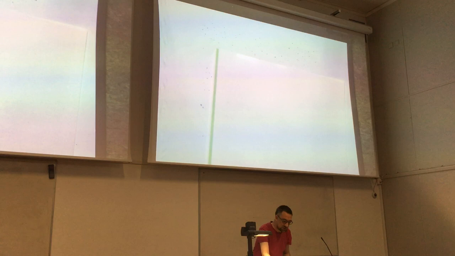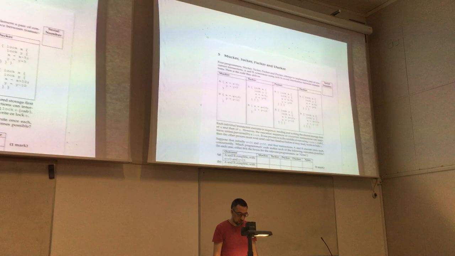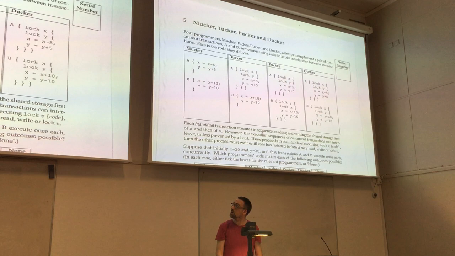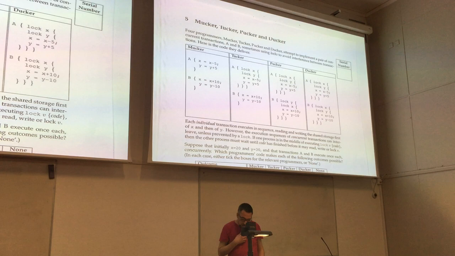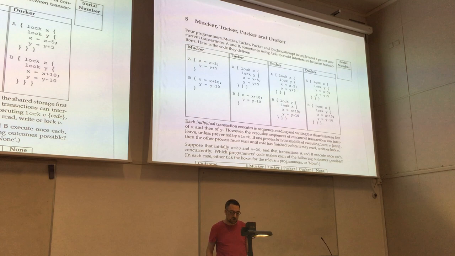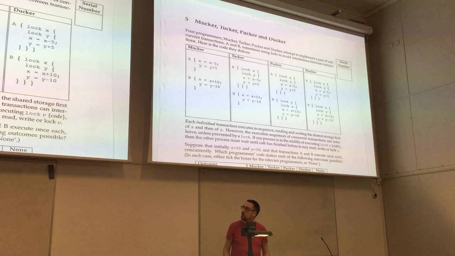And I thought I'd work my way in via some old test questions. So here we go. Here's Mucker, Tucker, Pucker, and Ducker, which is another television reference. So four programmers, Mucker, Tucker, Pucker, and Ducker, attempt to implement a pair of concurrent transactions, A and B, sometimes using locks to avoid interference between transactions. Here's the code they deliver. And I haven't explained locks to you yet, but that's what's about to happen.